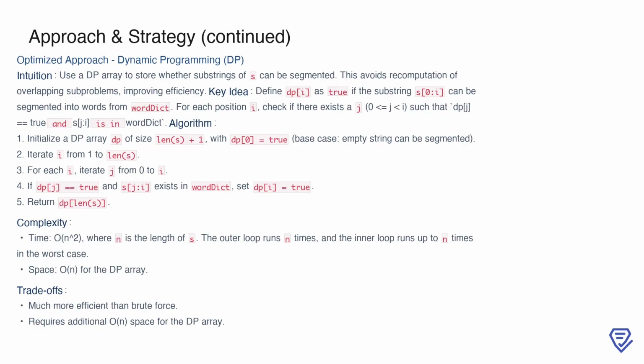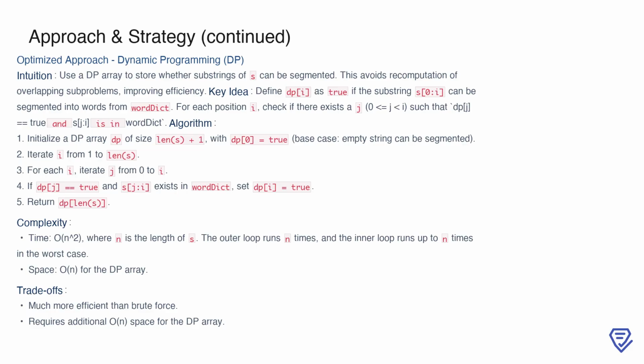The algorithm begins by initializing a DP array with DP[0] equals true, since an empty string can trivially be segmented. Then, we iterate through the string, and for each position, we check all possible splits. If we find a valid split, we update the DP array. Finally, the value at DP[len] tells us whether the entire string can be segmented.